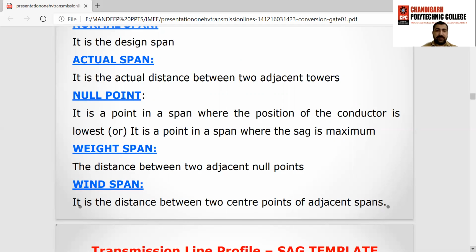The next is weight span. The distance between two adjacent null points. Means the null point created between tower 1 and tower 2. It means the center of the two towers, and the distance to the center point between tower 2 and tower 3. Two adjacent null points: the distance between two adjacent null points which the tower has to carry.